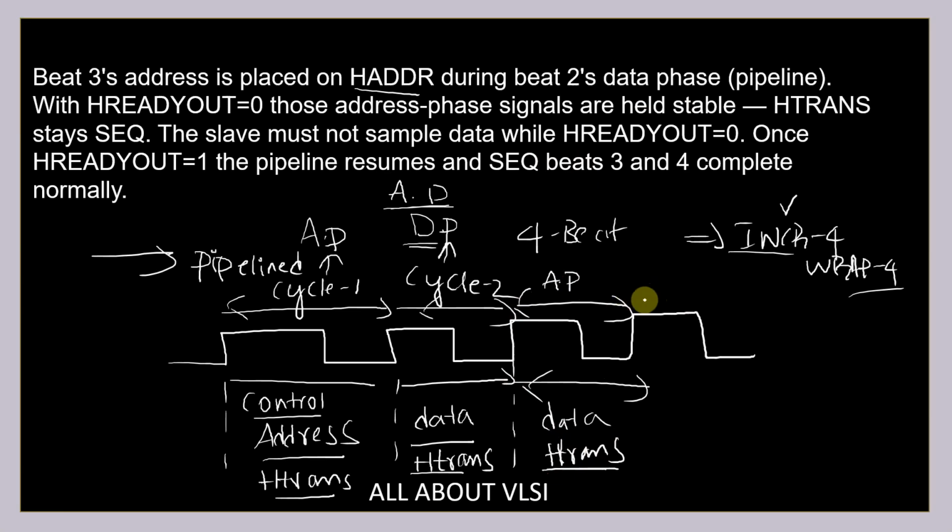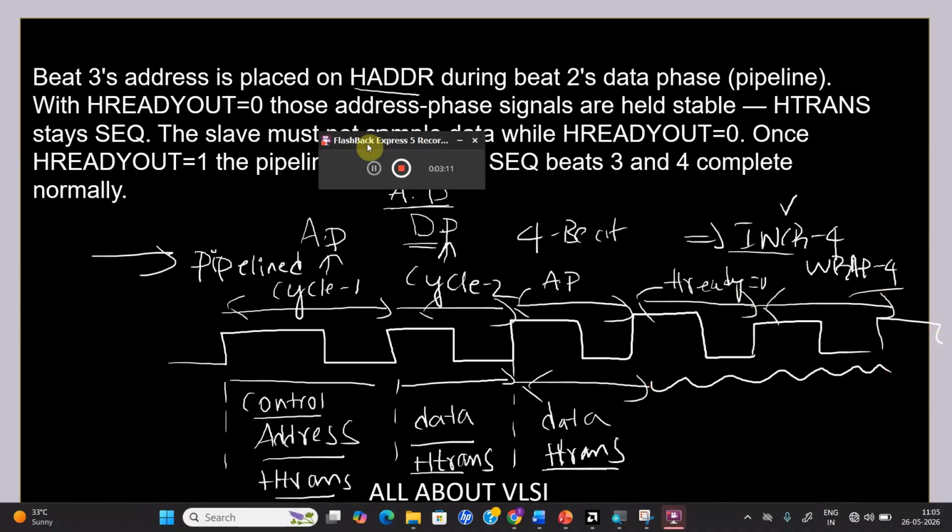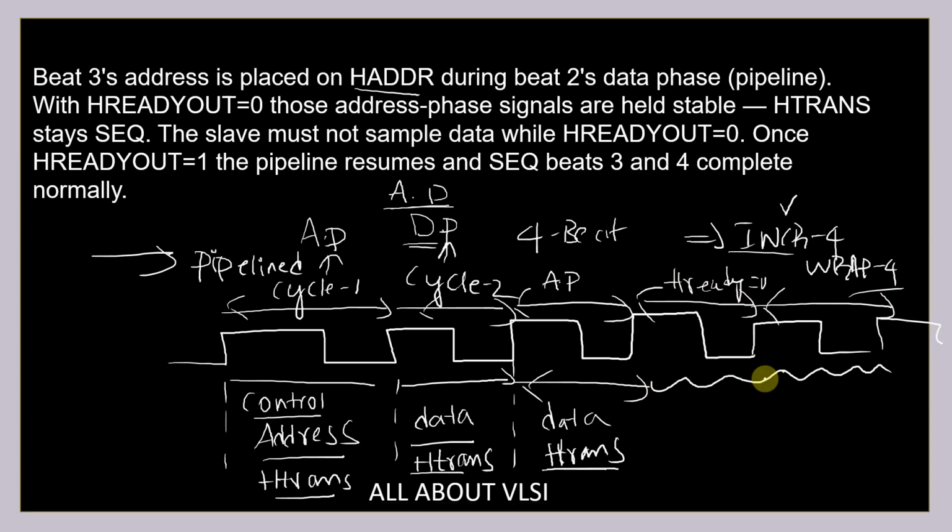Now, what is the question? Here, in the fourth cycle, after completing beat number 2, what is going to happen? HREADY is equal to 0 for this cycle, and in the next cycle as well, so for 2 cycles HREADY is equal to 0. In these 2 cycles, with HREADY equal to 0, what is going to happen is the question.